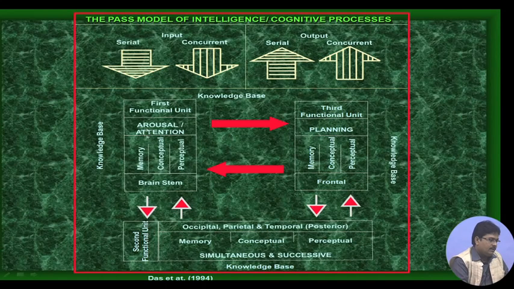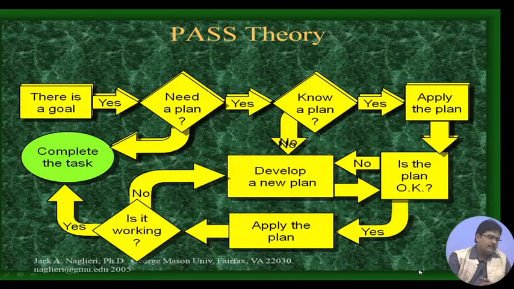This is the first zone, the arousal attention, and this is the second functional zone, simultaneous and successive processing. This is the third functional zone, what is called planning, and all these processes interact with each other. This process will be more clear if you look at these models. See here what happens, you are receiving information from outside. Suppose you perceive there is a goal, and for that goal you need a plan.